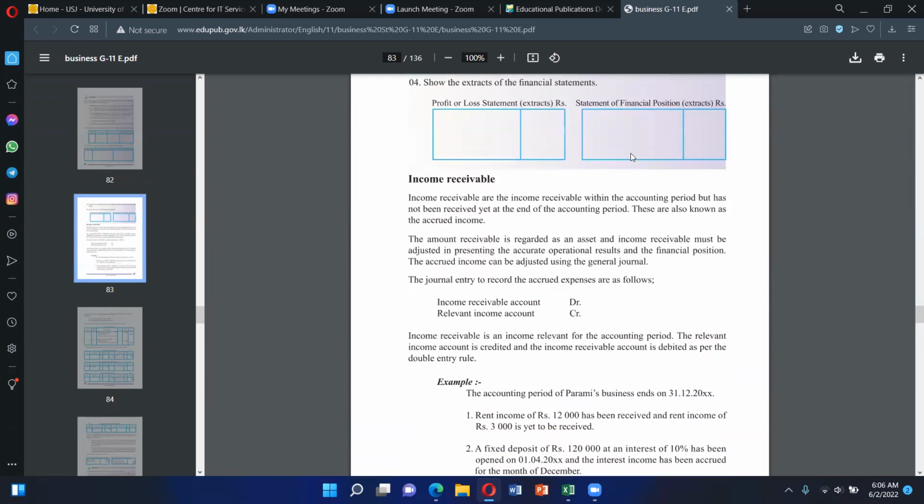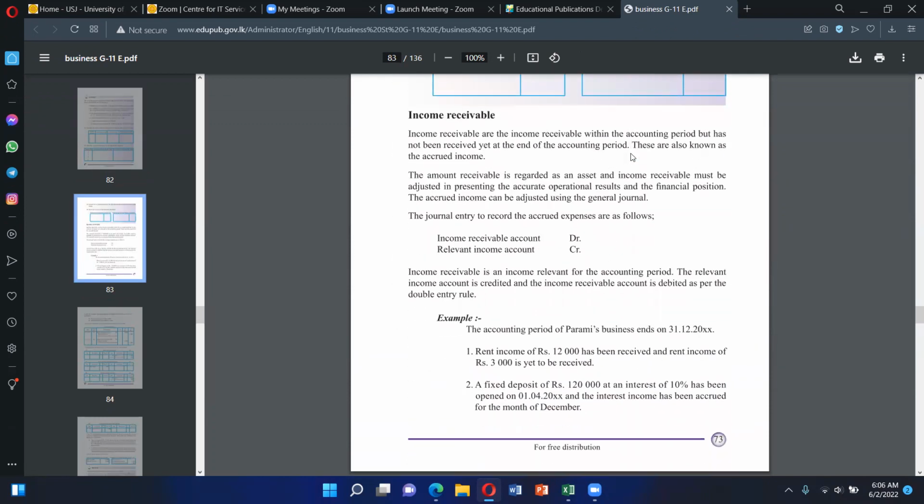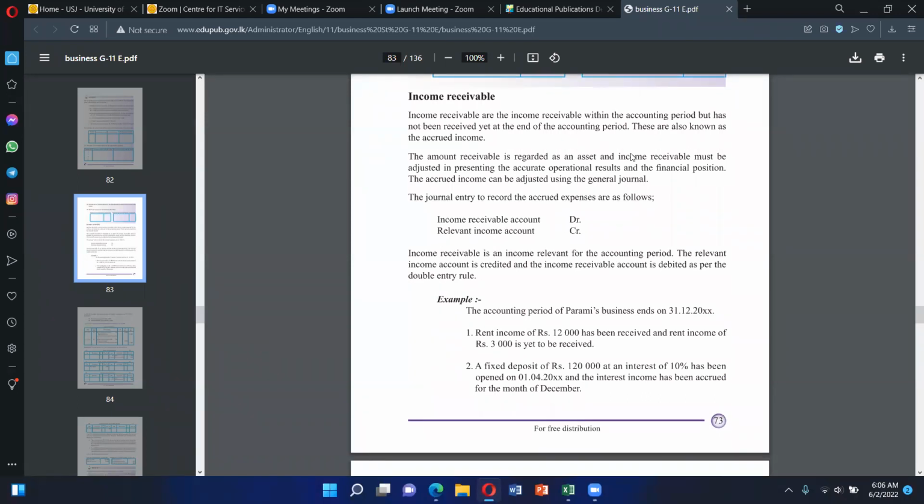Please start on topic income receivable.